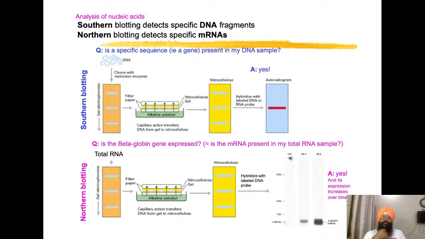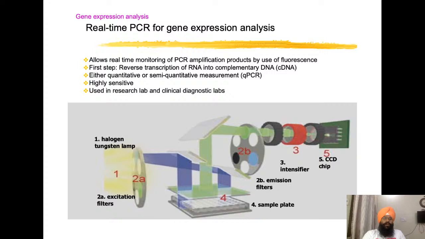So there are also Southern blotting and Northern blotting. Southern blotting is done to detect specific DNA fragments, and Northern blotting is done to check specific mRNAs. We will not go through them in detail today, there is a specific day for them. In Southern blotting, you have DNA cleaved with restriction enzymes, then gel electrophoresis, and you transfer everything to the nitrocellulose membrane. After the transfer, you hybridize the DNA with an RNA probe or DNA probe, and then you have an autoradiogram of that. In the case of Northern blotting, the same thing happens, but instead total RNA is worked on. You are working for the RNA part.